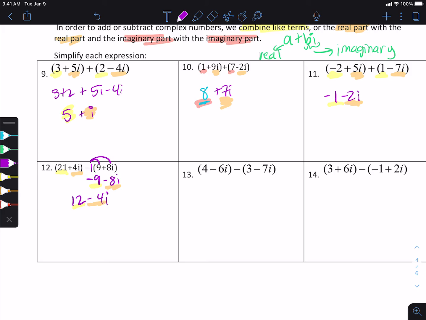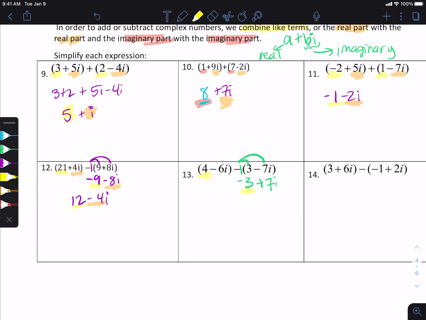So if we look at the next one, we're doing that same kind of thing where I have to distribute to this second set of parentheses. Okay? This first set of parentheses is unnecessary. They can be there, but they don't have to be there. The second set of parentheses is necessary because it's showing you that you're subtracting off that whole thing. So I'm going to subtract the 3 and add the 7i, and then we're going to combine our like terms.